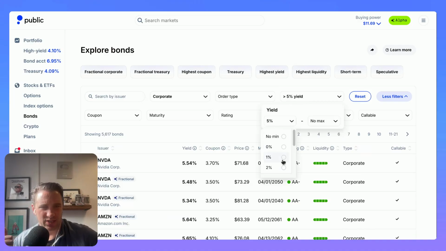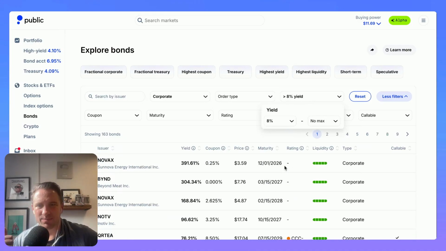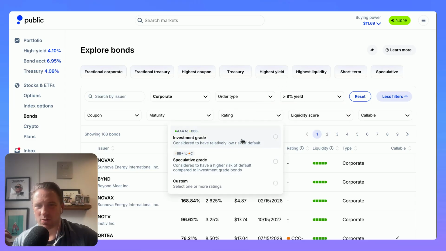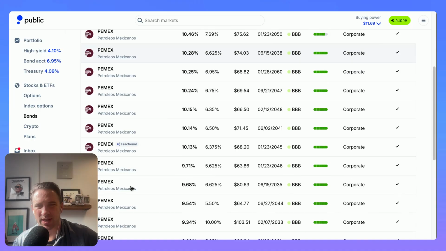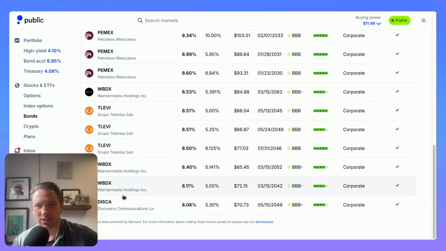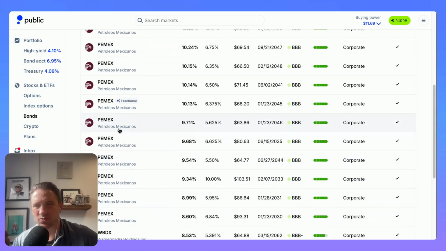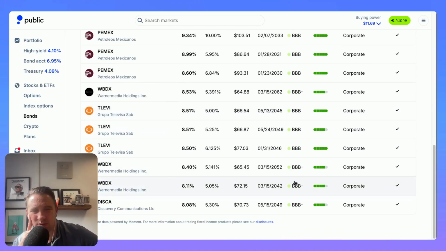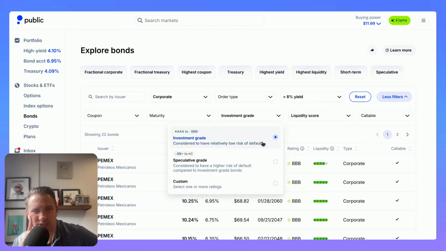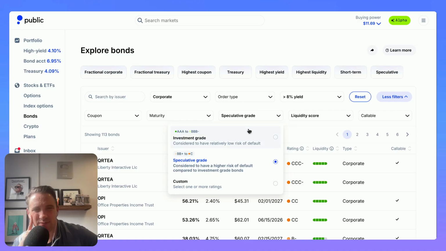So you know what? Let's actually see what we can find. Let's go to 8%. Okay, so now we've got, and let's actually see if there's no way there's anything 8%. Wow, so 8% investment grade with high liquidity. It looks like they're all, here's Discovery and Warner Brothers, and then Petróleos Mexicanos also. BBB, and so still all BBB. Let's just see if I go to speculative grade. Yeah, you get a few more options.